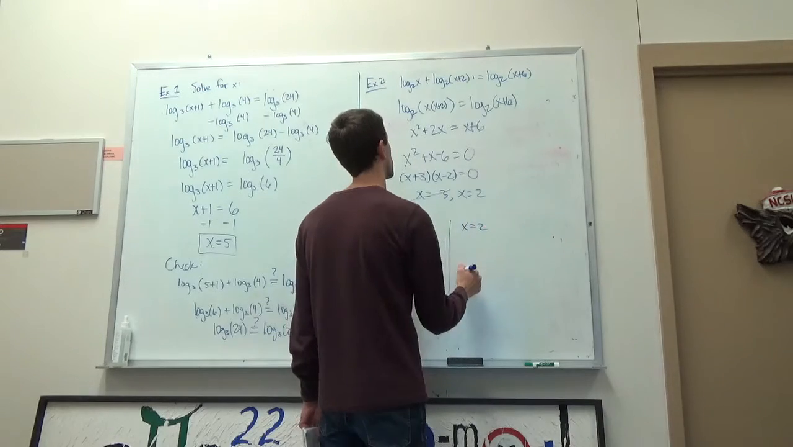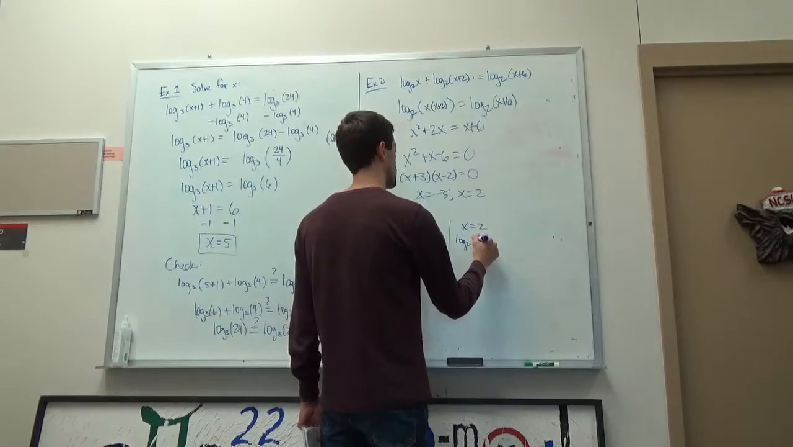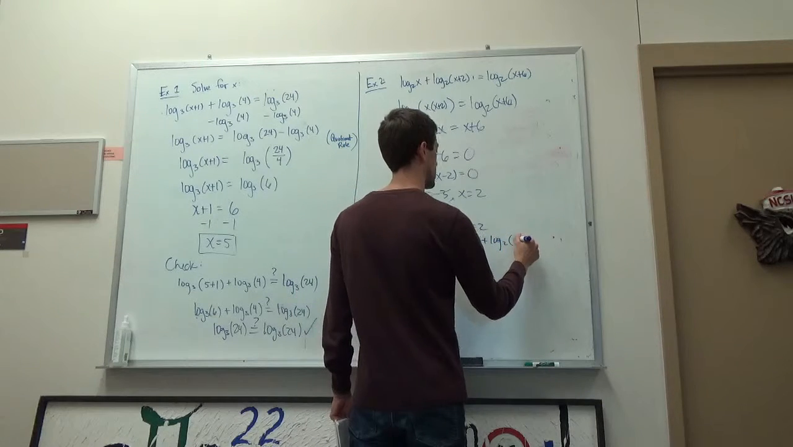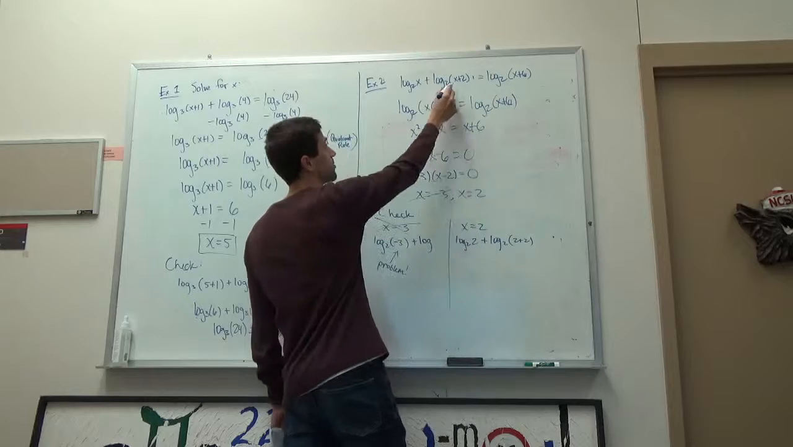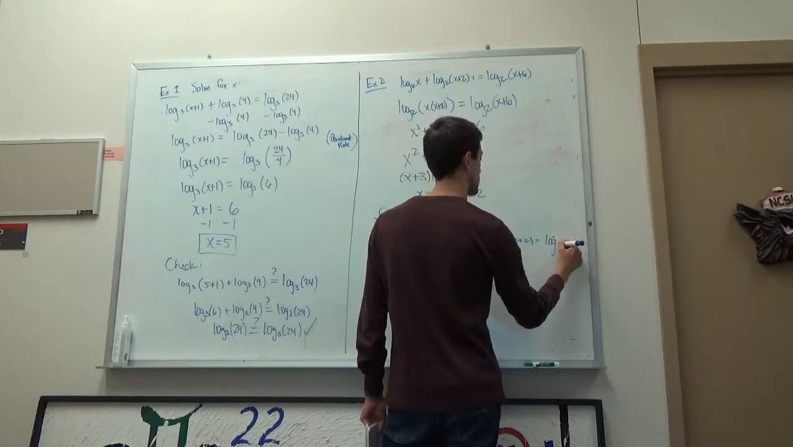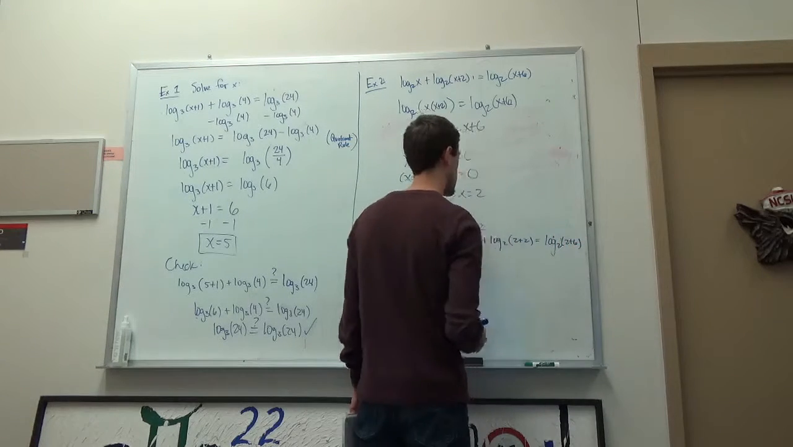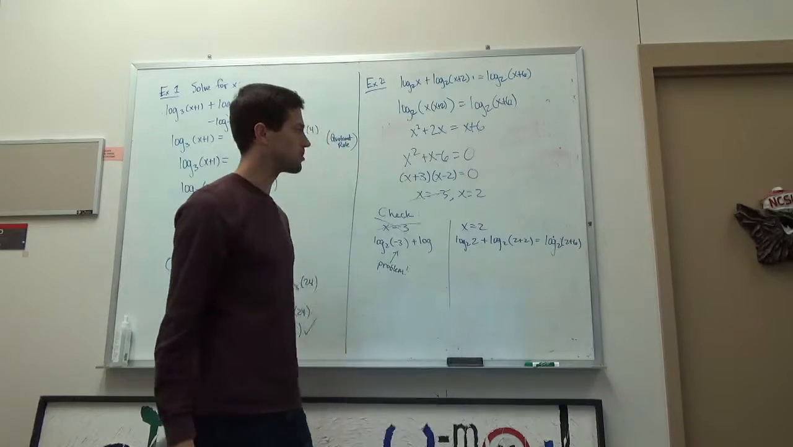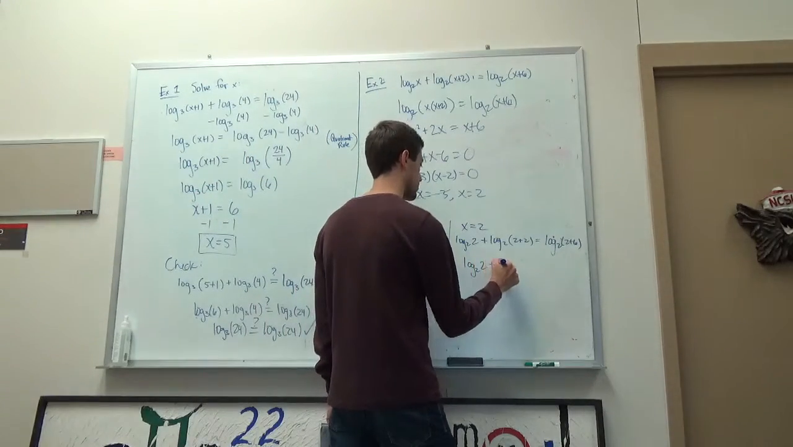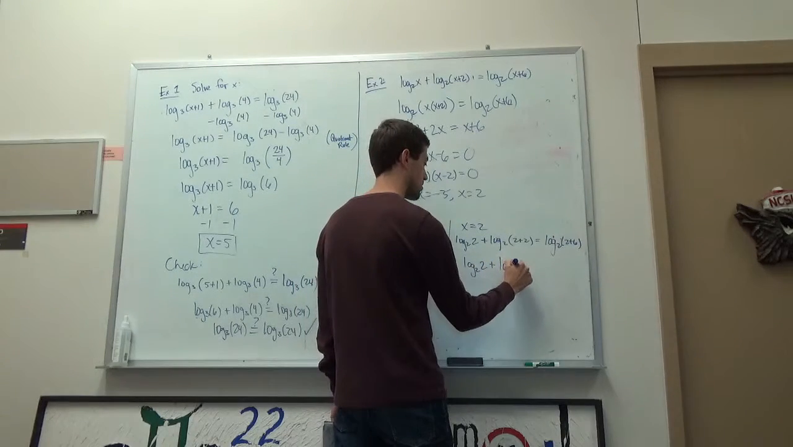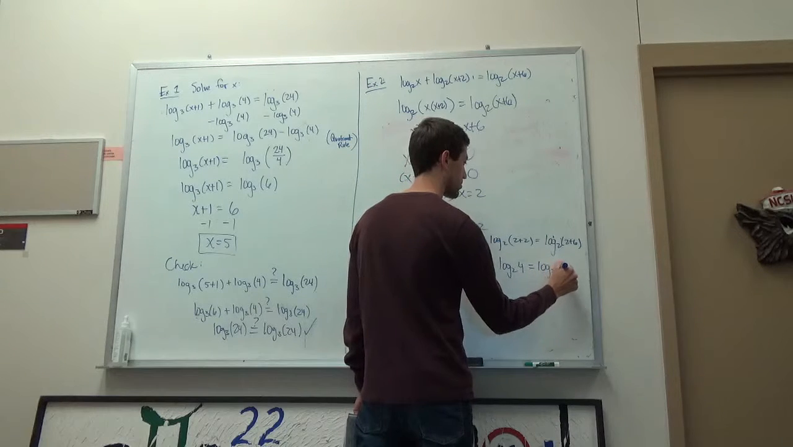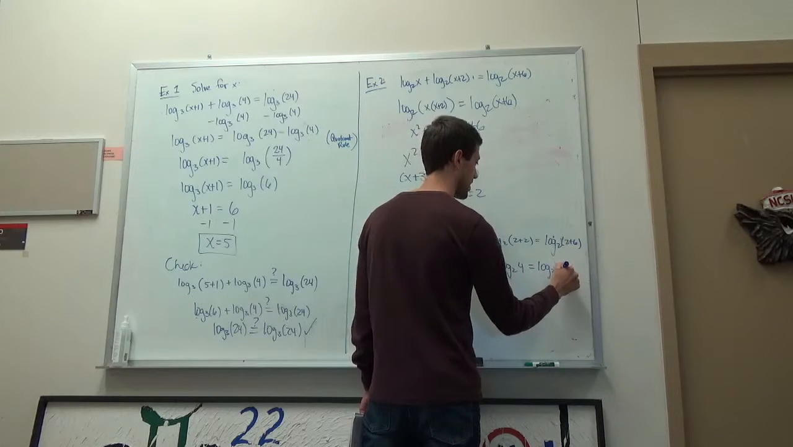Now we check x equals 2. Log base 2 of 2 plus log base 2 of 2 plus 2. I'm just plugging that 2 in for every x I see up here in the original equation. Equals log base 2 of 2 plus 6. And then again, there are multiple ways to do this, as we've learned, but you could just do this. Log base 2 of 2 plus log base 2 of 2 plus 2 is 4. Does this equal log base 2 of 2 plus 6 is 8?